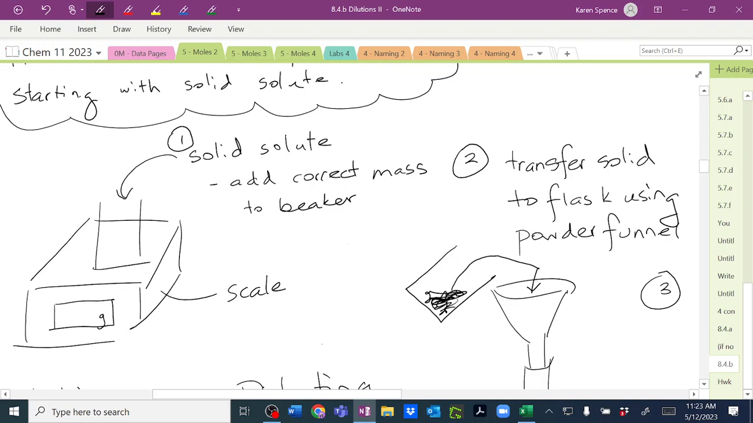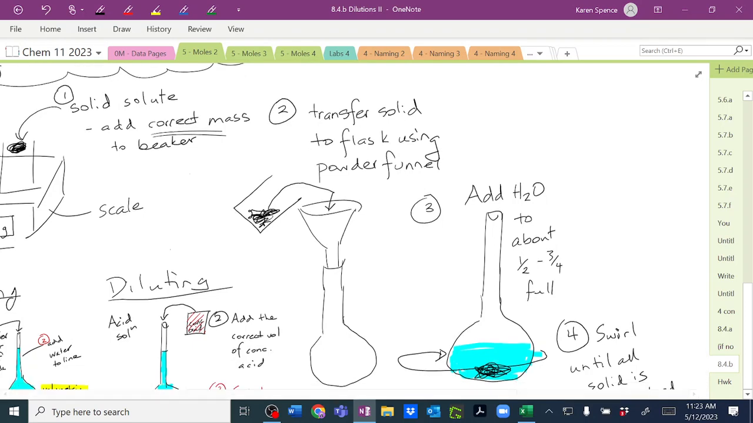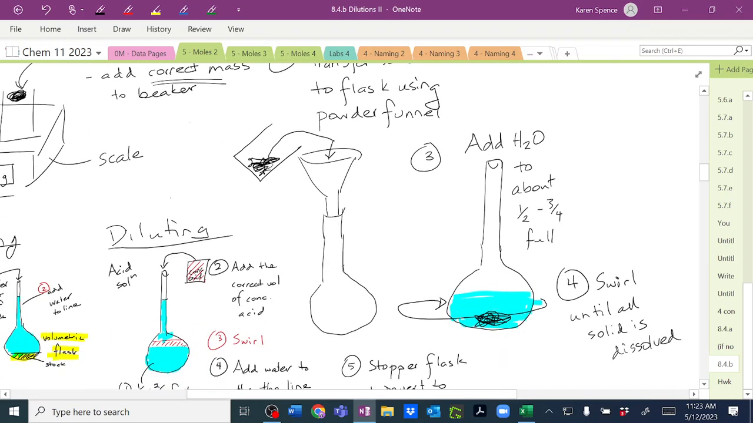So we add the solid solute. Here it goes. To the correct mass. We then transfer the solid to the flask using a powder funnel. Now our solid's in the bottom, and we add water to about 1/2 to 3/4 full, and then we swirl.